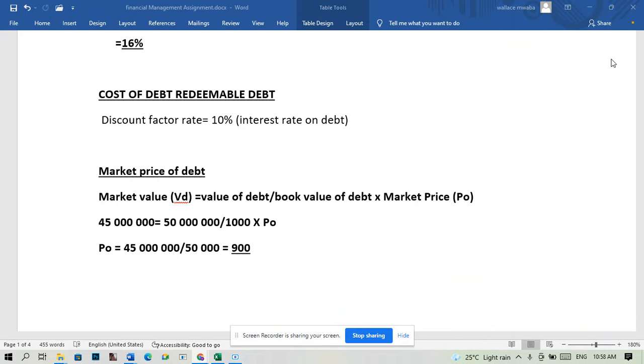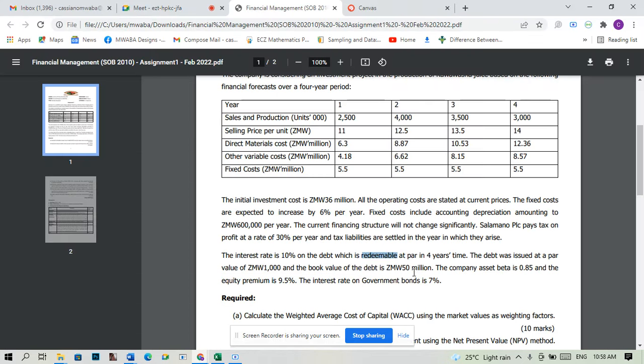Right, so now we've calculated the cost of equity. Now I've got to calculate the cost of debt. As the question says, the interest rate is 10% on the debt, which is redeemable. Redeemable just means it's able to be given back to you in 4 years' time. So to calculate it, you're going to use the internal rate of return.